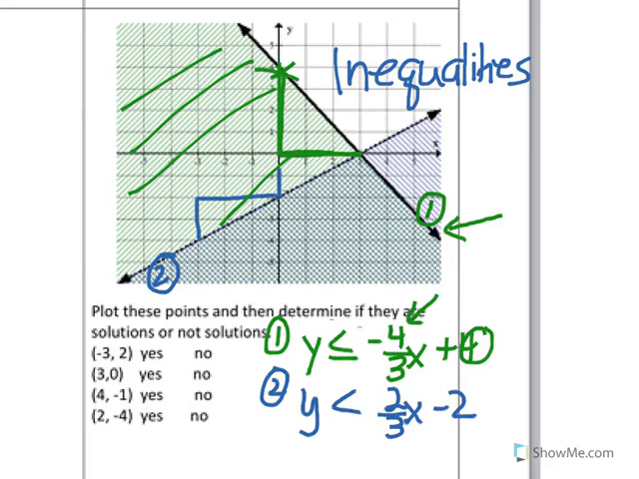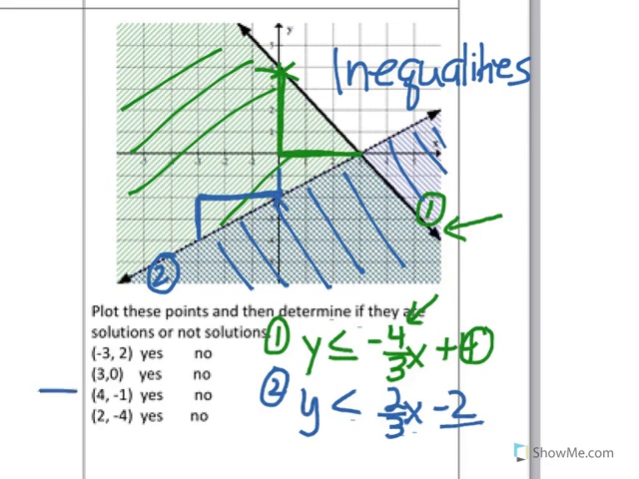The other one has a y-intercept of -2. It has a slope of 2/3 positive, and it has a dotted line and is shaded again below the line, so it's shaded below, is a less than sign.